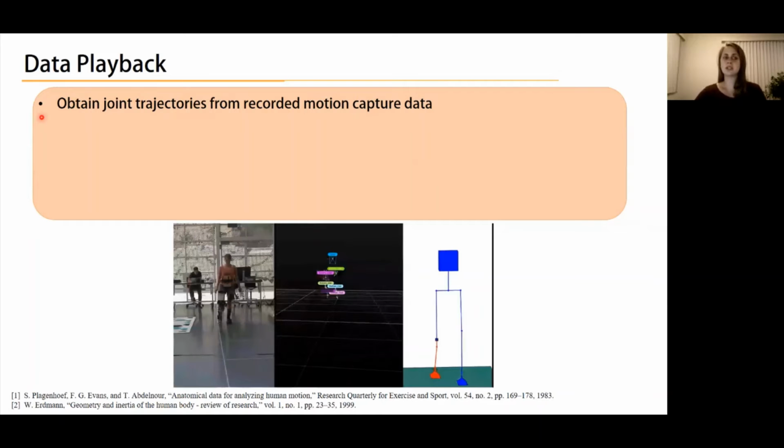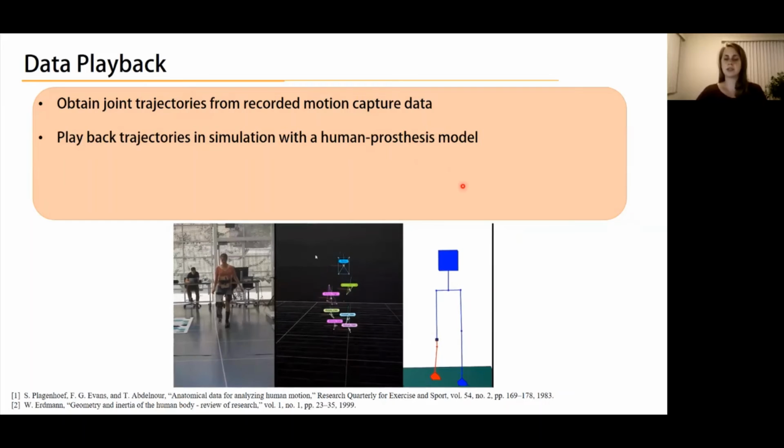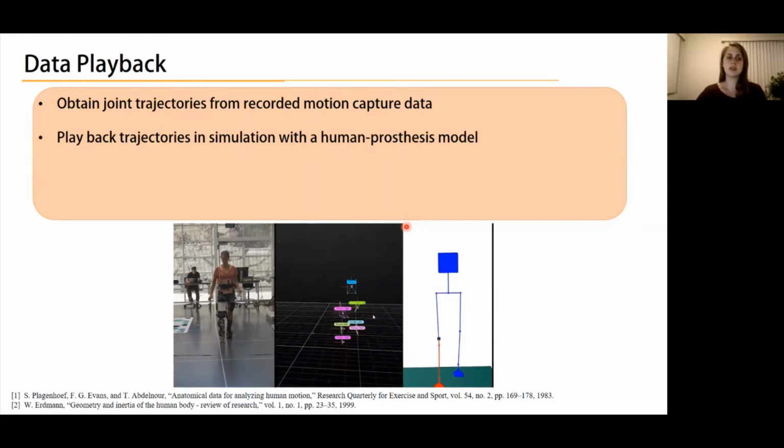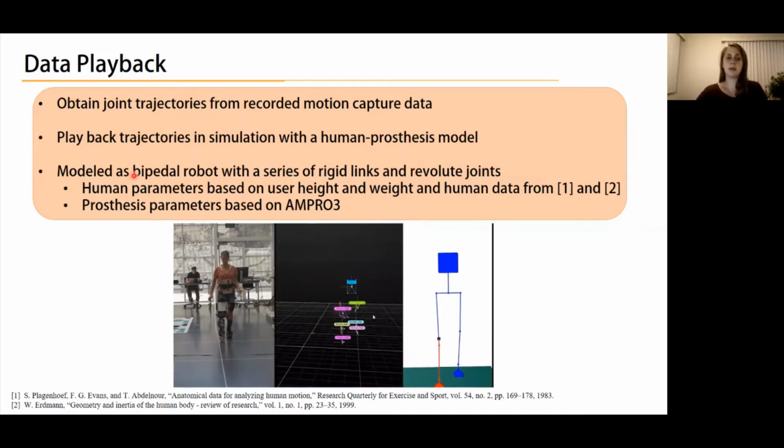We obtain joint trajectories from the recorded motion capture data, and then we play back these trajectories with a human prosthesis model. We construct this model as a bipedal robot with a series of rigid links and revolute joints. The human parameters are based on this user's height and weight and human data from these sources. The prosthesis parameters are based on Ampro 3.